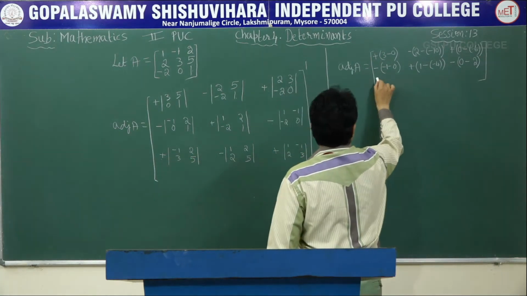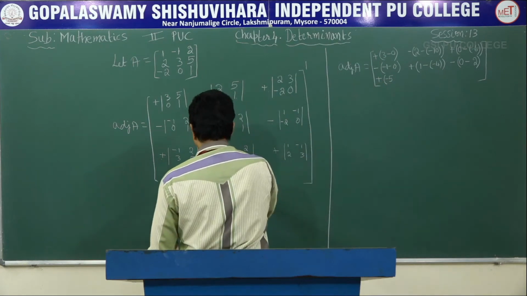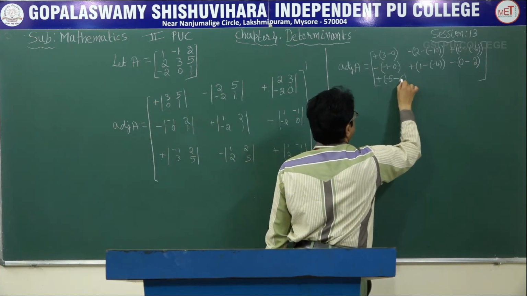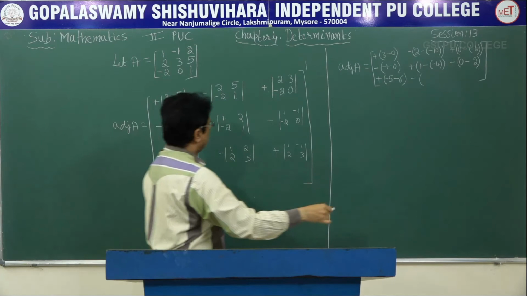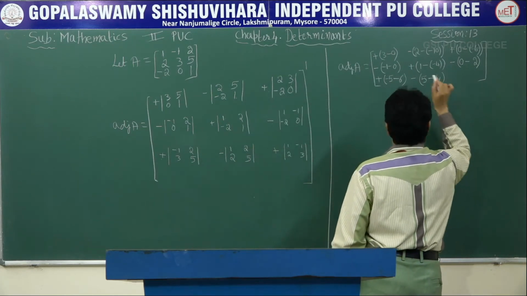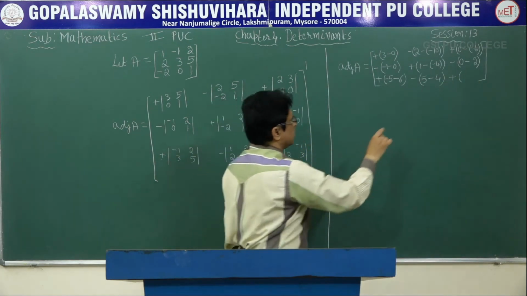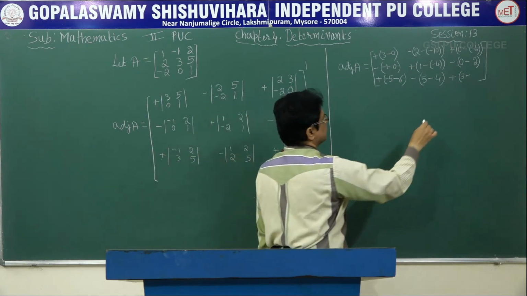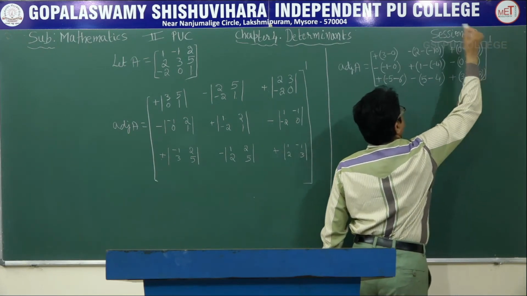Next, plus. So minus 1 into 5, minus 5, minus 3 into 2, 6, minus 1 into 5, 5, minus 2 into 2, 4, plus 1 into 3, 3, minus 2 into minus 1, minus 2, and we should remember to write dash.